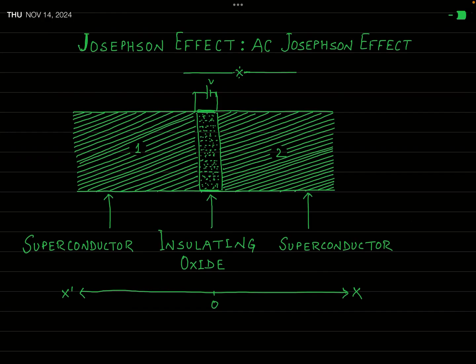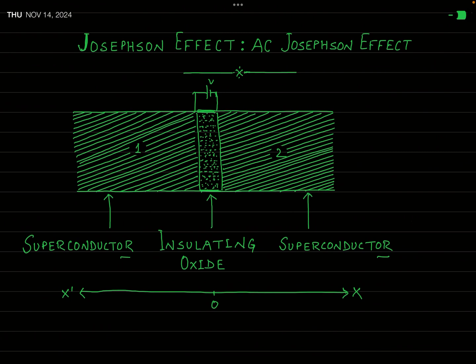Actually, in case of DC Josephson effect, you have seen that when the two superconducting materials, as you can see in this figure, which have been marked by 1 and 2, are separated by a very thin insulating oxide layer, which I have marked by this dotted region, and no voltage is applied across this junction, which is actually called weak link, then a DC current flows due to the Cooper pair from one region to the other.